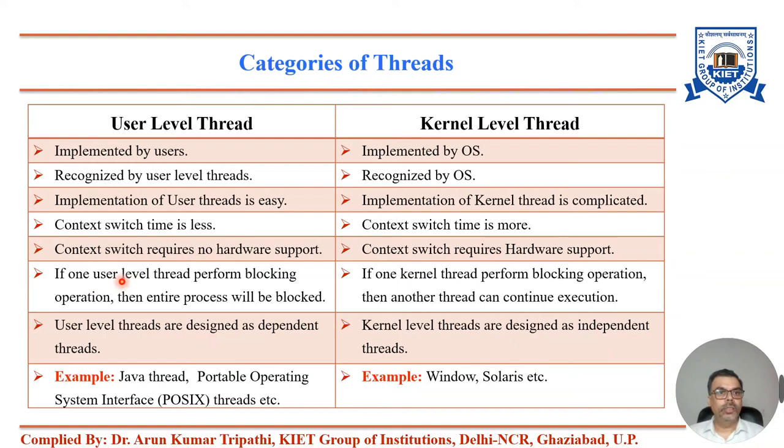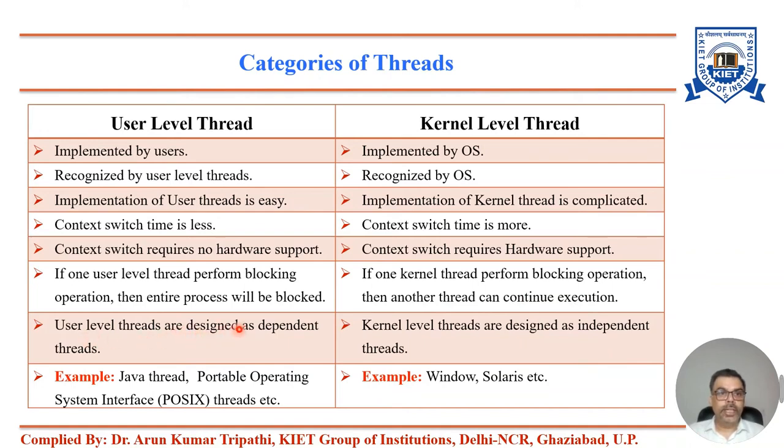If one user level thread performs a blocking operation, the entire process will be blocked. Means if any of the threads gets blocked, the entire process will get blocked. While in case of the kernel level, if one of the kernel threads performs a blocking operation, then other threads can continue their execution. Means the process will continue its execution.